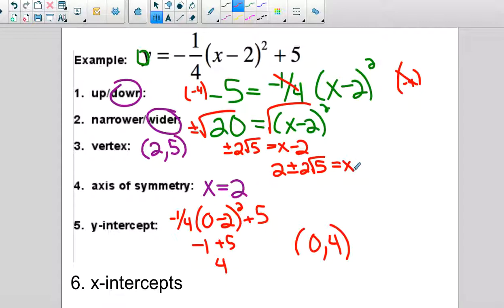And so those would be my two x-intercepts: 2 plus 2 root 5 and 2 minus 2 root 5. And again, those are unlike terms, you can't combine them. So that's it. Those are your two x-intercepts. So that, I don't know why this isn't working.